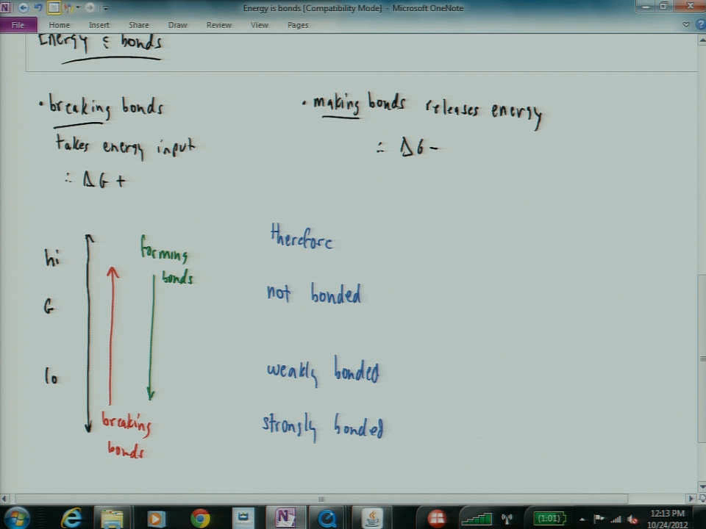Or, if you got strongly bonded, you got to whack the heck out of it to break it apart. It takes more energy to bust it up than something that's weakly bonded. It takes a lot more energy to break a double bond, say, than a single bond. All right? But that's a really important set of things. Questions about that?